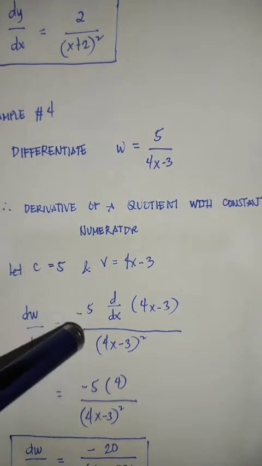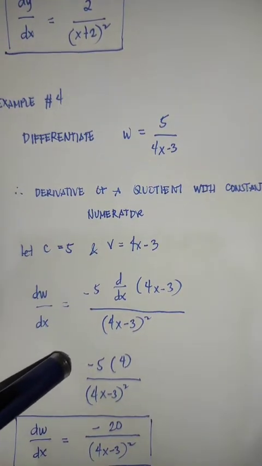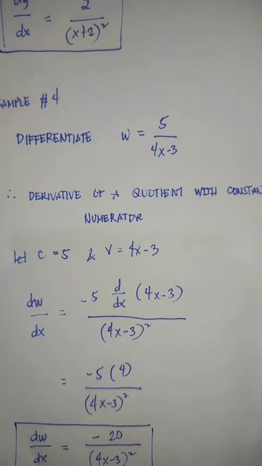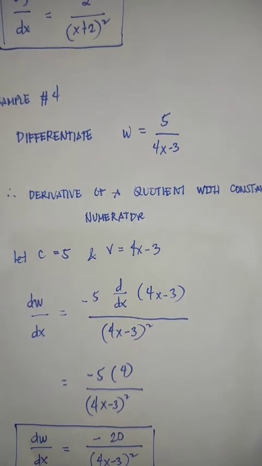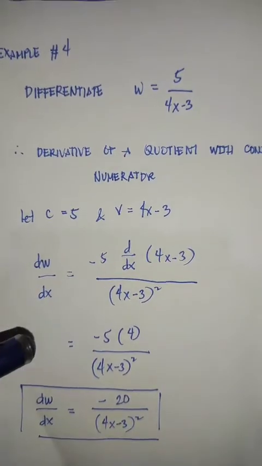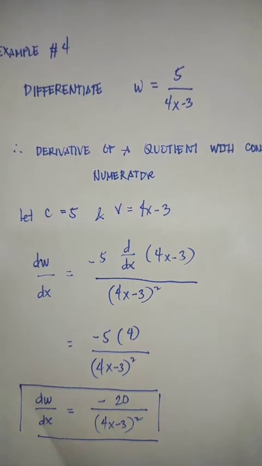So, ang c mo is 5. So, substituting doon sa formula ng derivative of quotient, magiging sagot is negative 20 over quantity 4x minus 3 square. So, if wala nang ma-simplify, okay na as is yung sagot niyo na ganyan. Pero kung meron, simplify it further.